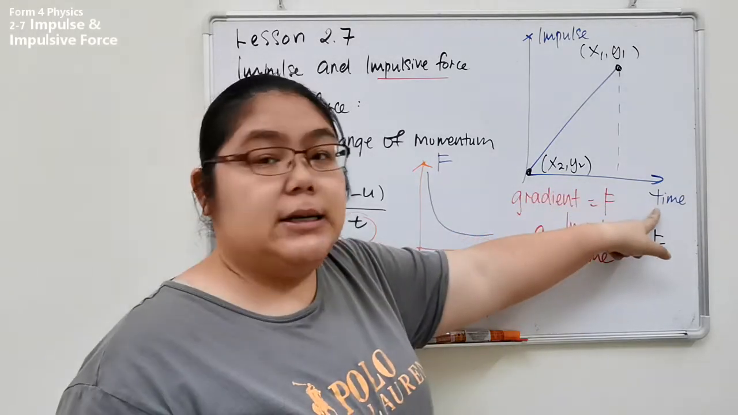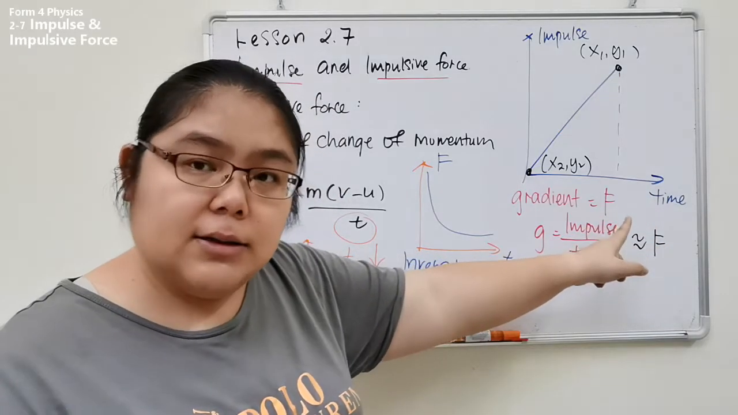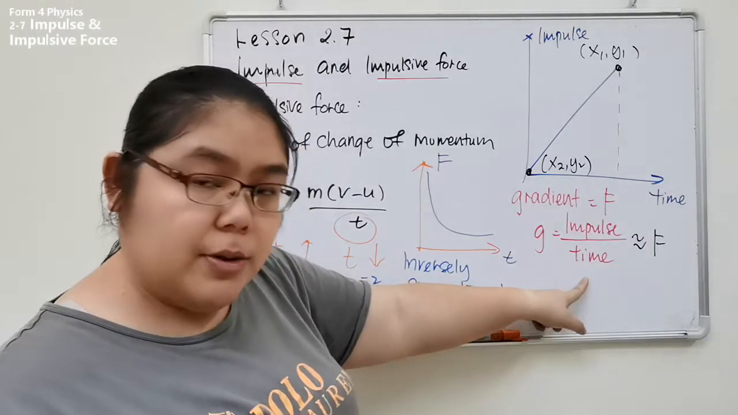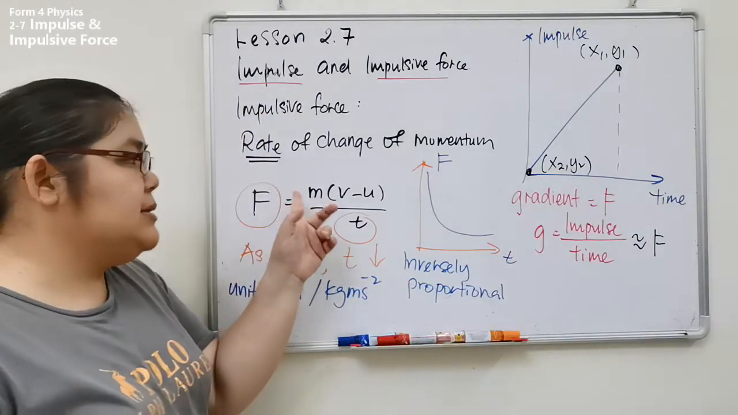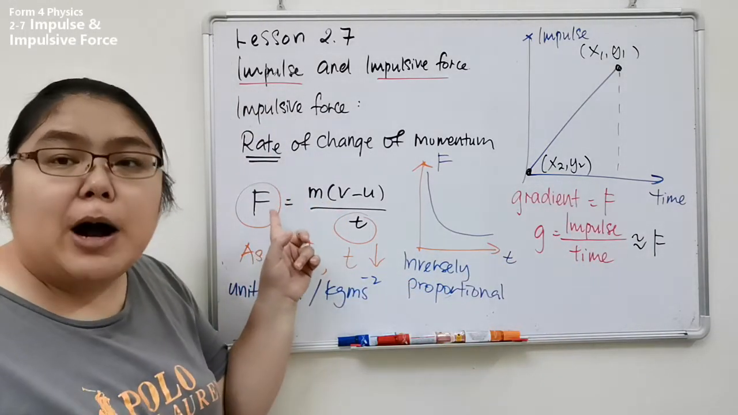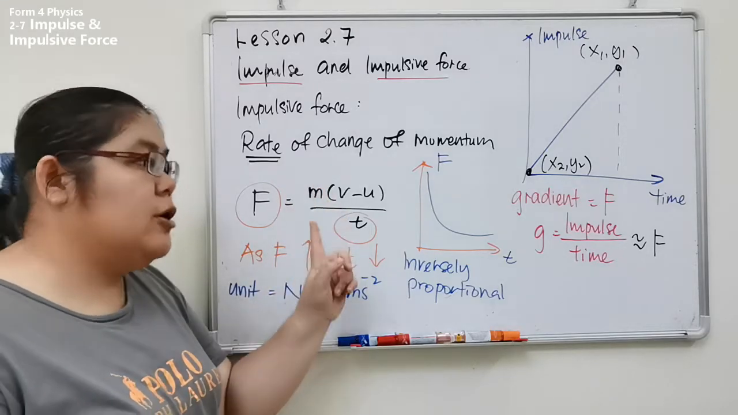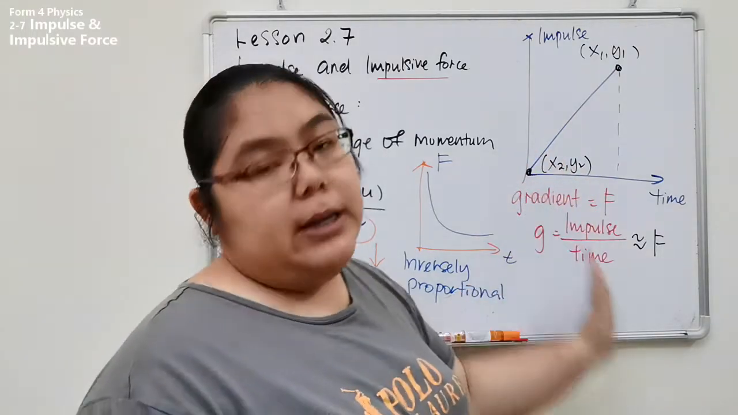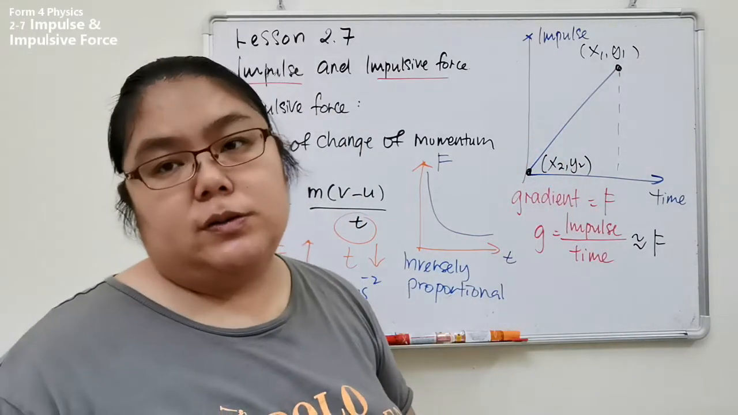X, the unit, is the time taken, that's in seconds. So from here, I get the formula: impulse over the time. Impulse over the time is exactly the same as the impulsive force formula. So in this graph, the gradient becomes the impulsive force.